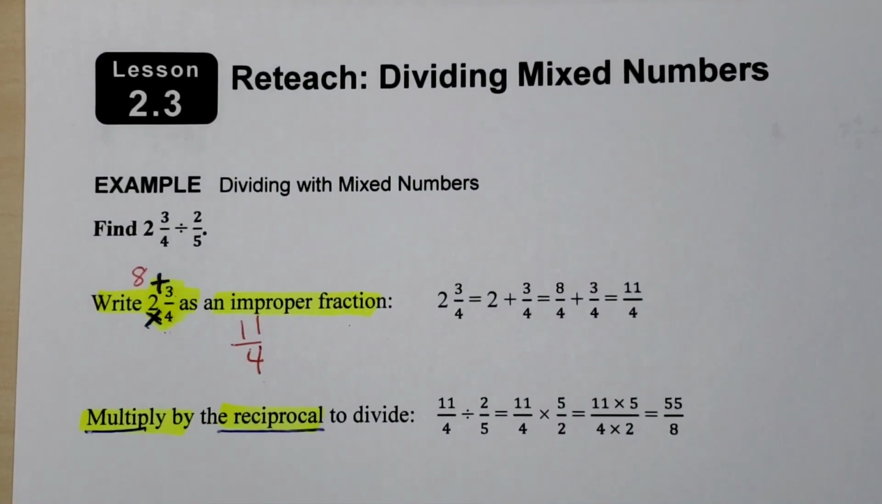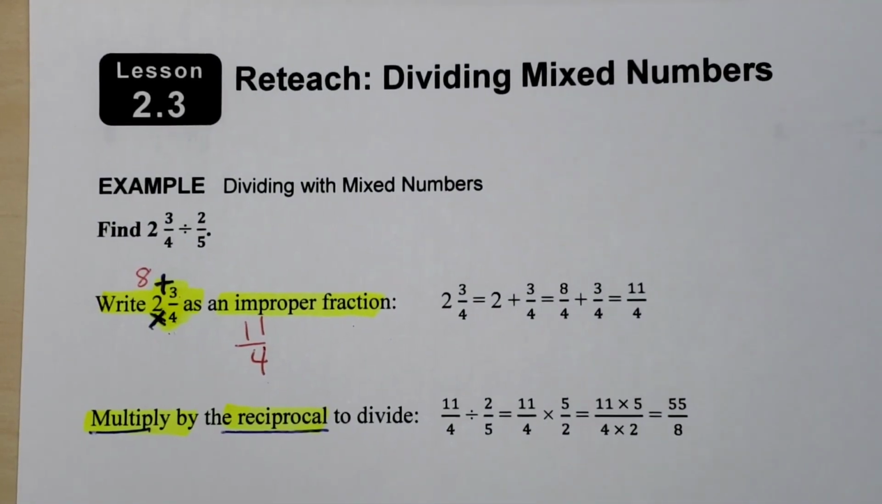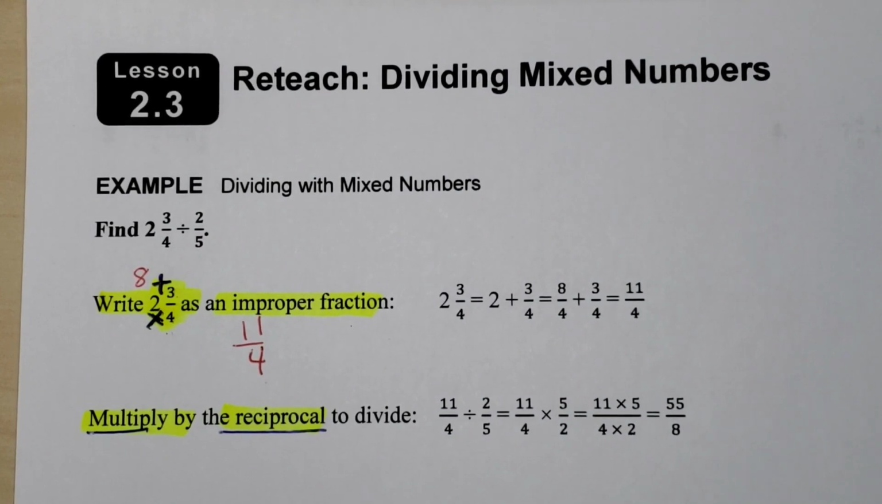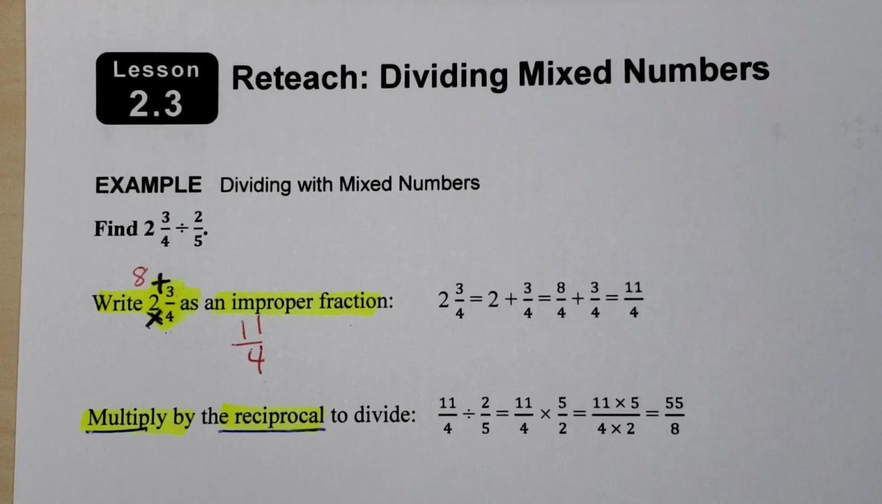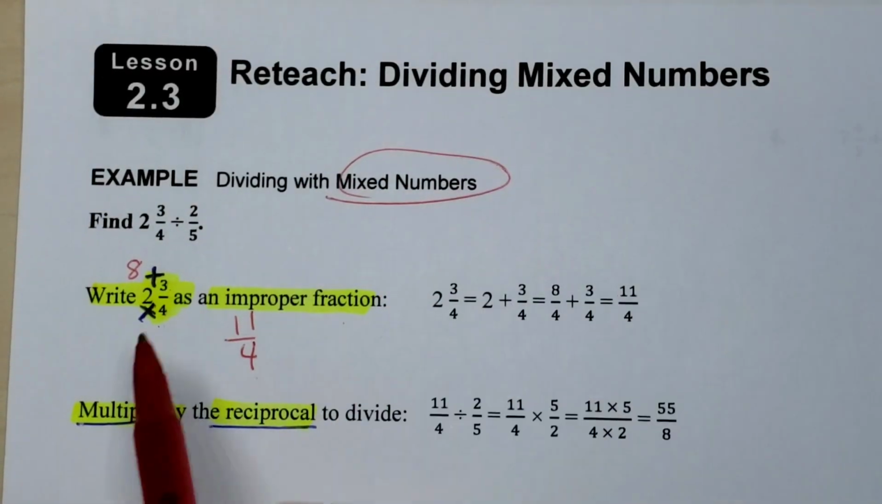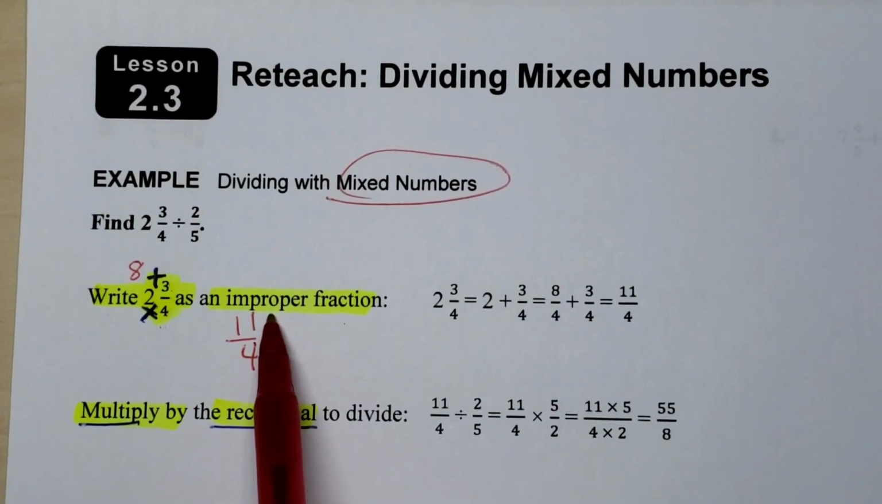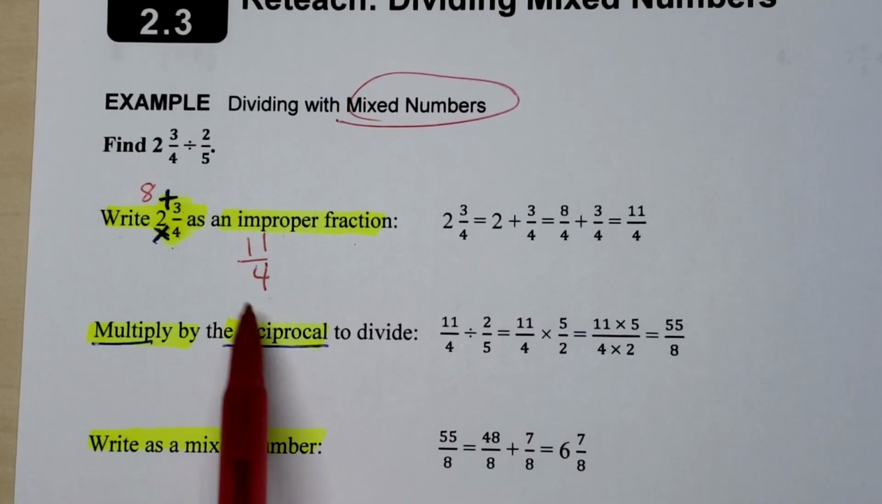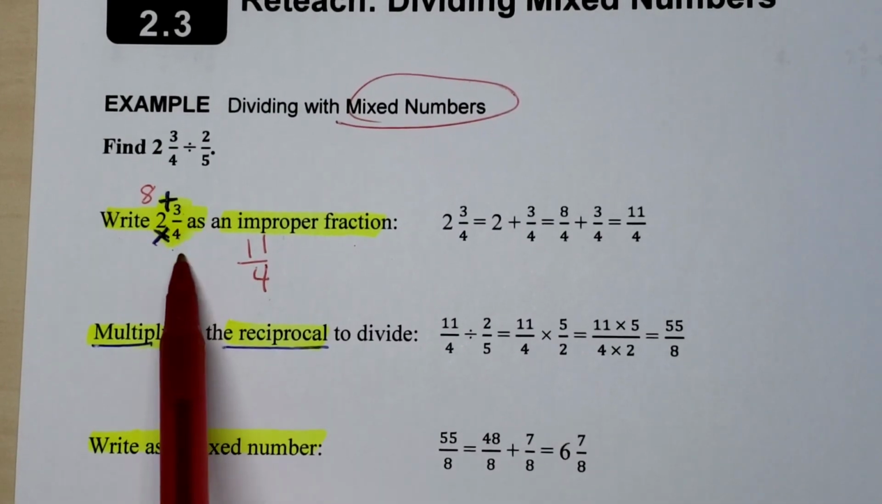Hello students. So now let's review how to divide fractions and mixed numbers. Before, we talked about dividing a fraction by a fraction and dividing a fraction by a whole number. Now we're going to talk about dividing mixed numbers. To divide a mixed number, the first thing you need to do is change the mixed number into an improper fraction. So I have here 2 3/4.